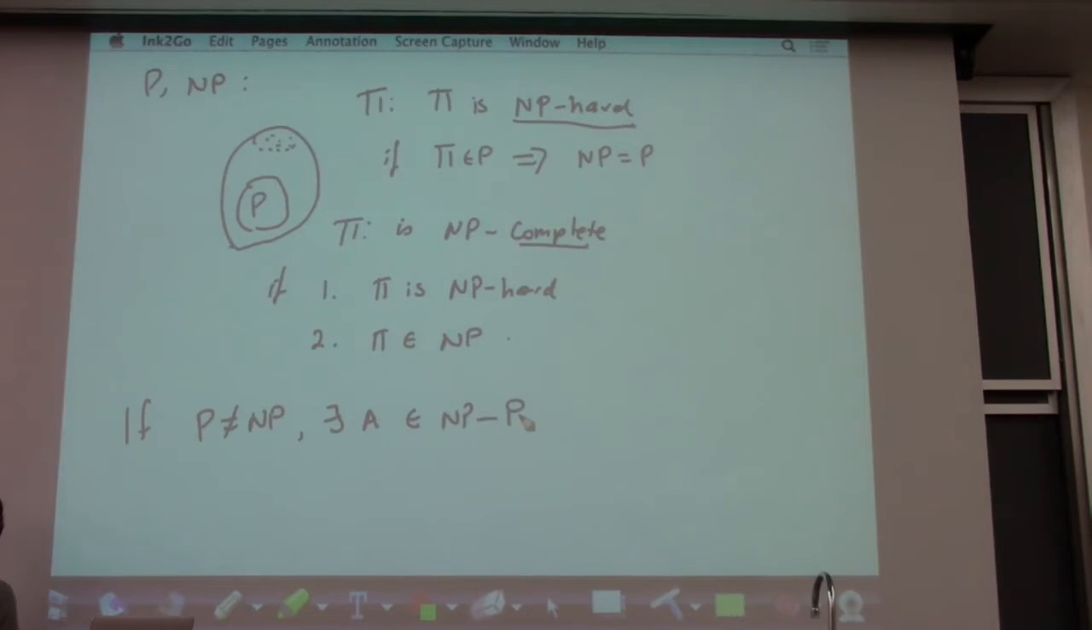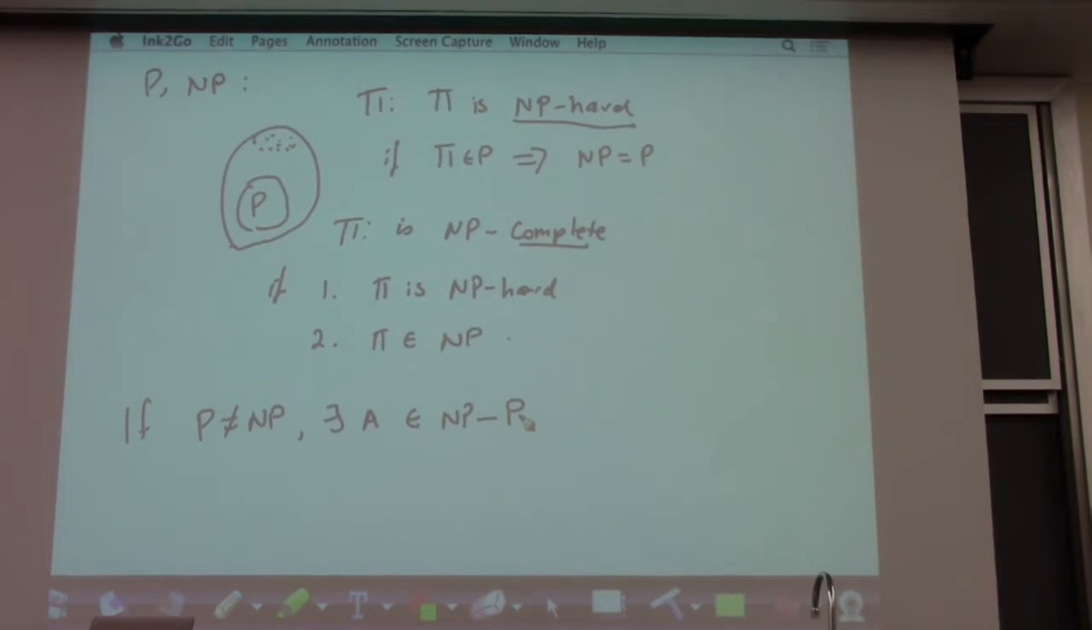Okay, I'm still lost. We know that the class P, the class of problems that are efficiently solvable, is contained in the class of problems that are efficiently verifiable. Like fully contained in NP? Yes. Not strictly, just contained.